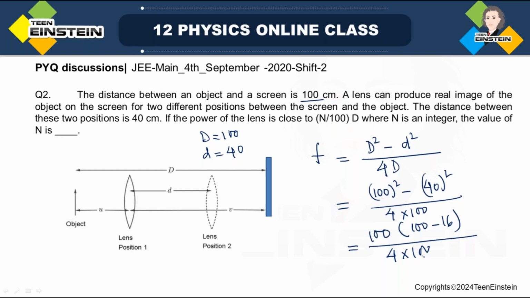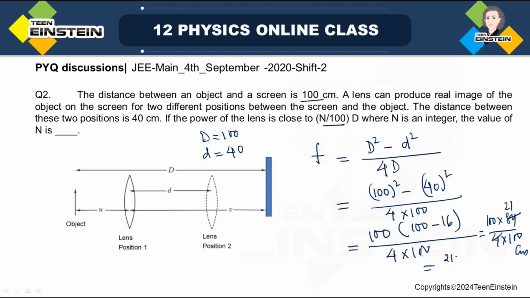So one thing has come here. I'm not just striking this 100 out from both numerator and denominator, because I need the value of the focal length in terms of some value by 100. So this is 84, right? So I have got 100 into 84 divided by 4 into 100 in the denominator. So this is actually in centimeter. Now this will be 21.